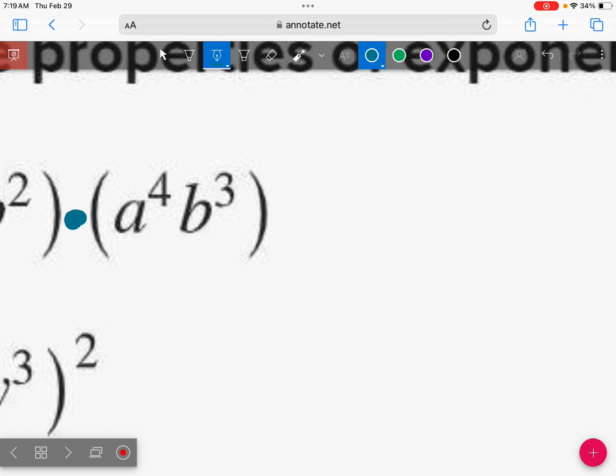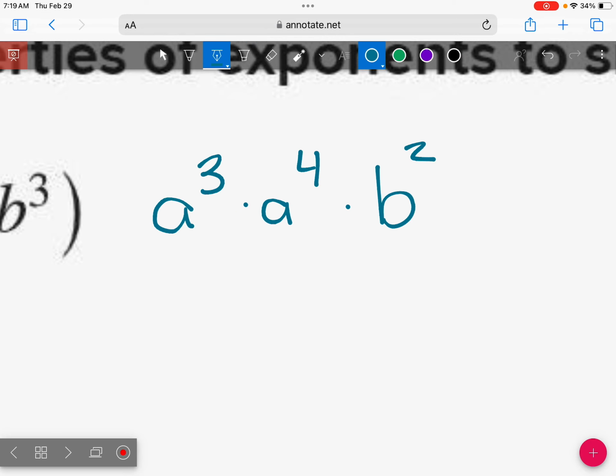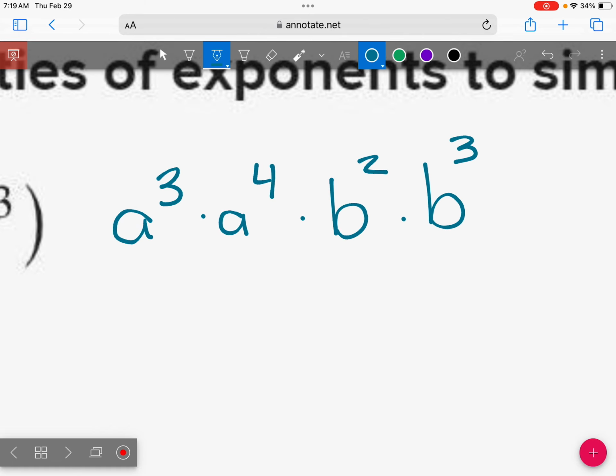We can rearrange it to be a cubed times a to the fourth times b squared times b cubed. And just make those all multiplications. Since they're all being multiplied together, it doesn't really matter. 2 times 3 times 4 is the same as 4 times 3 times 2. Doesn't matter what order it's in. And then we can use that information to combine these pieces together.